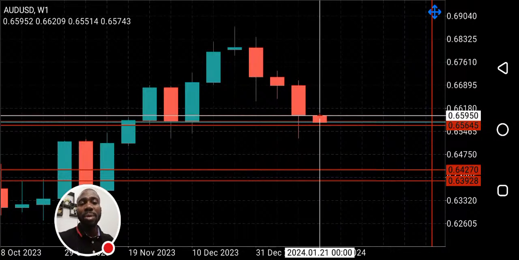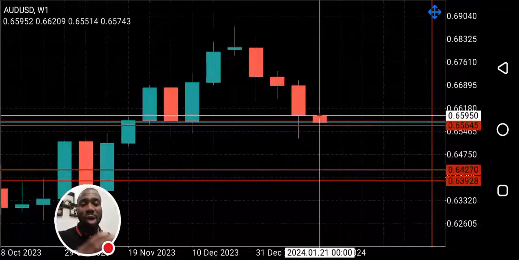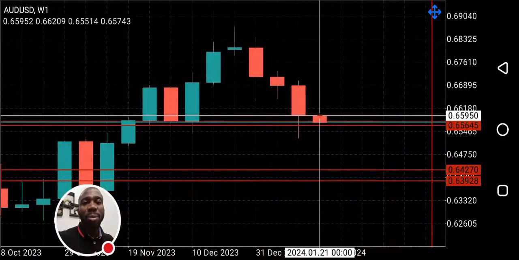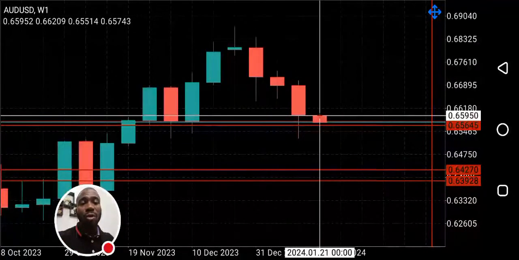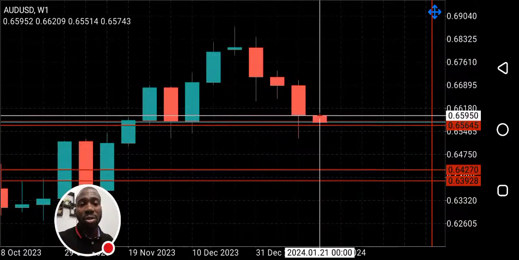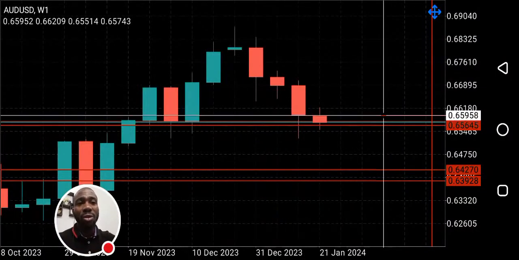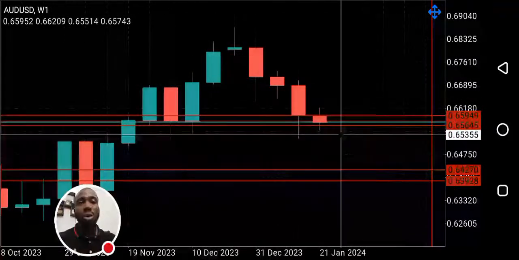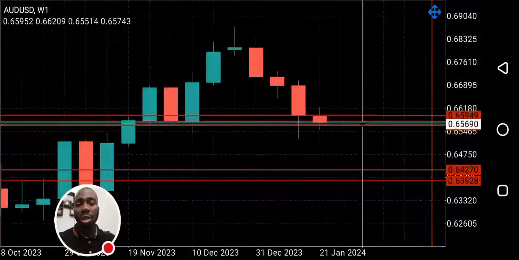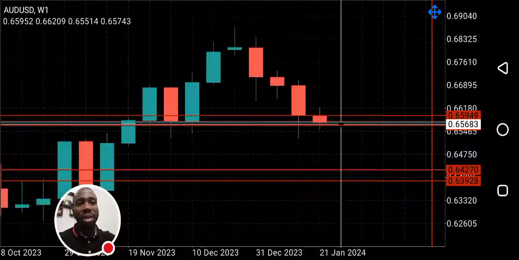But since the body is bearish, that tells us that we still have a few sellers in the market. The bears are still in the market. And if we are considering buying, we can't jump in and start buying because there are still sellers in the market, and these few sellers can still push price down. So for us to buy, we need to wait for the next candle to close bullish. If you are considering buying Australian dollar USD, you should wait for the next candle to close bullish.